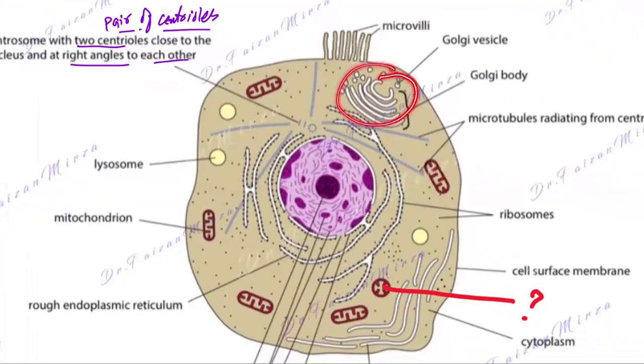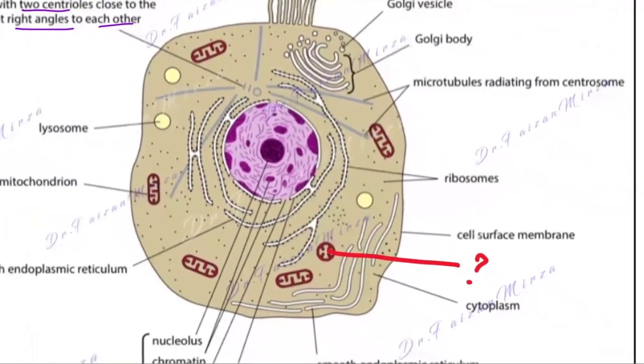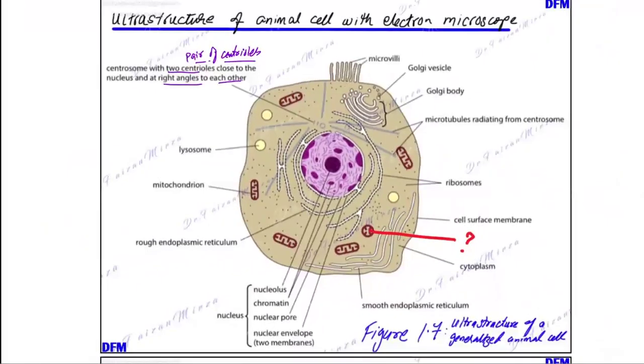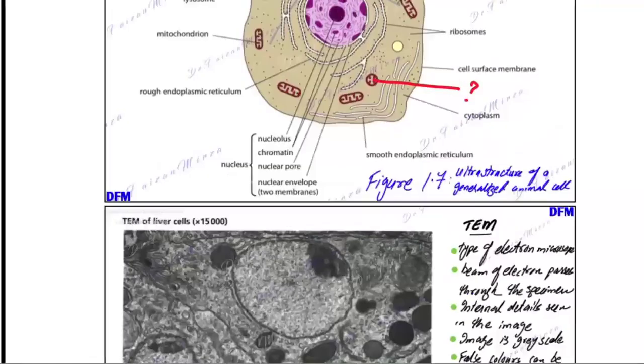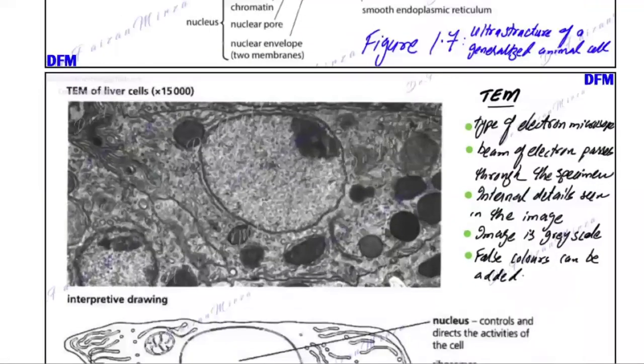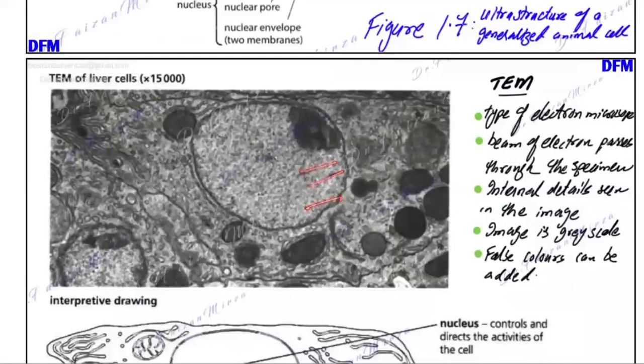Moving on to the Golgi complex, we have the Golgi body. The Golgi bodies are these tubular structures, and the rounded ones are the Golgi vesicles. Together, we call these the Golgi complex or Golgi apparatus. You have the cell surface membrane as well. So this pretty much covers all the structures that you can generally see in an animal cell. This is the transmission electron microscope image of an animal cell.